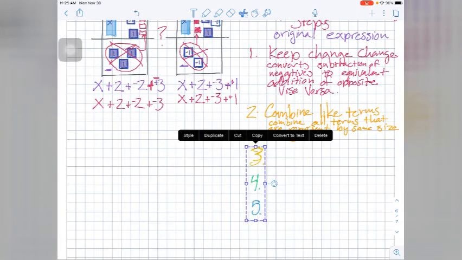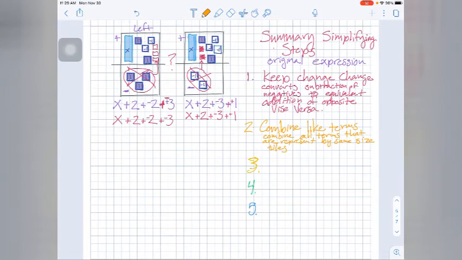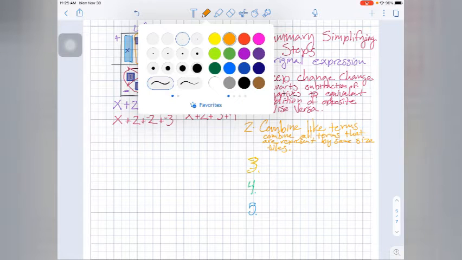So what that looks like in here is that I'm going to combine all my same size tiles. All of these tiles are all the same size. They're all just unit squares. And all of these tiles are all the same size. They're all just unit squares. So I'm going to combine all of them. And one way to combine them is something called canceling.